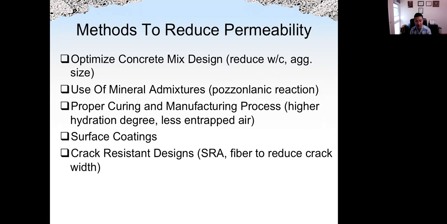We can use surface coating. Okay? If we can do that, use polymer, for example. And we should use crack resistance design by using shrinkage reducing admixtures or fibers to reduce the size of the crack.